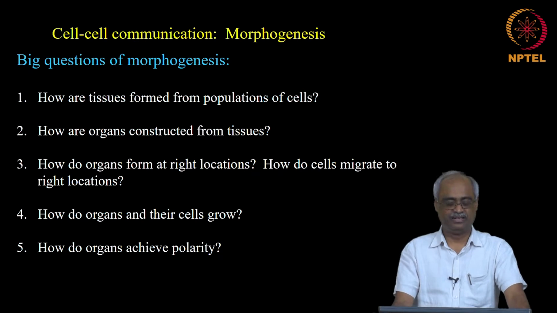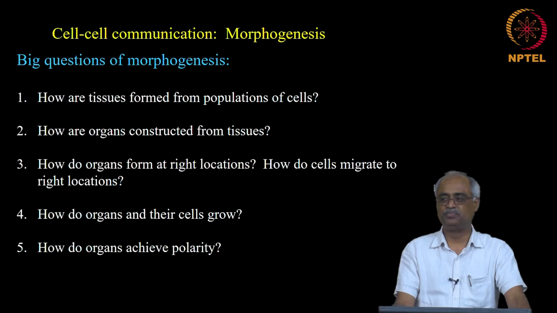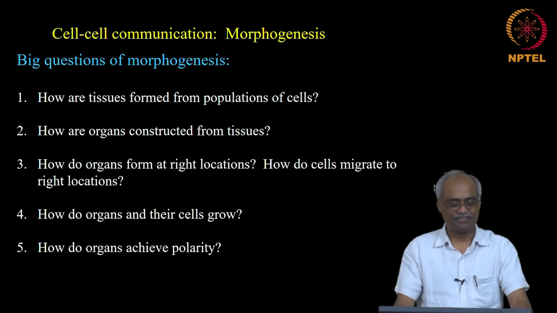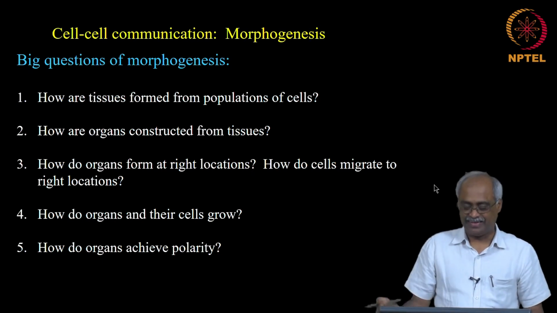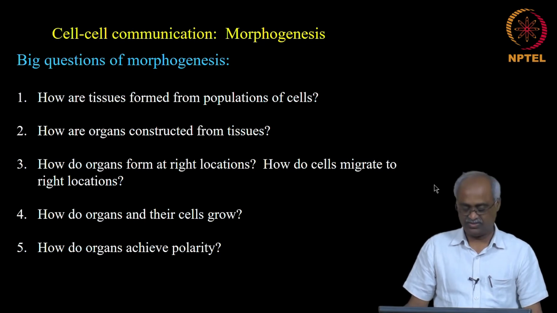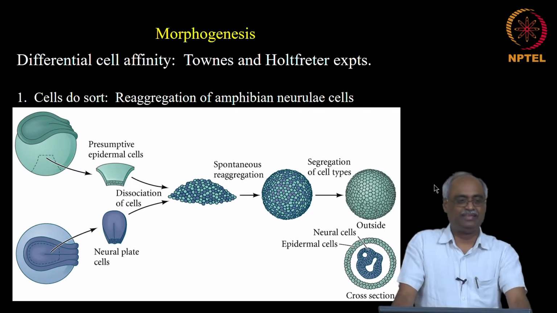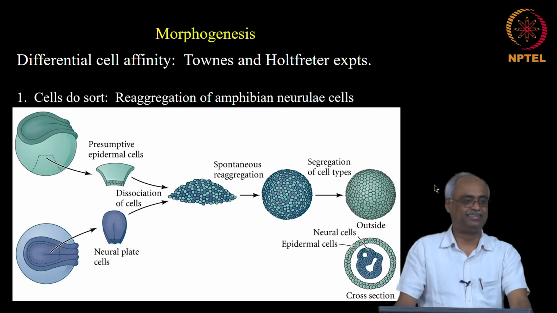So, we are going to get a glimpse of this, we are not going to get detailed answers for all of this, then there will be no research left for developmental biology. So, we are going to get an idea of how these processes happen. So, that is today's topic. So, like any other topic, we begin with historical beginnings, how people started looking at it.